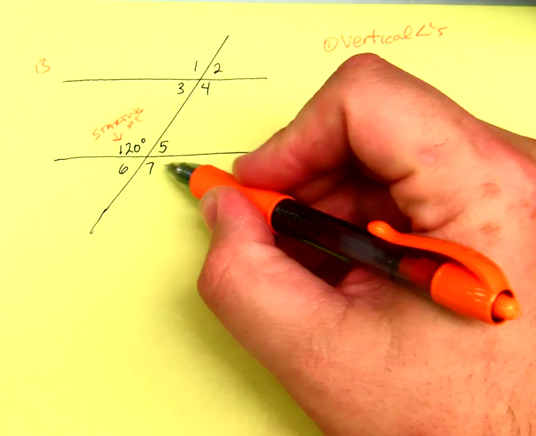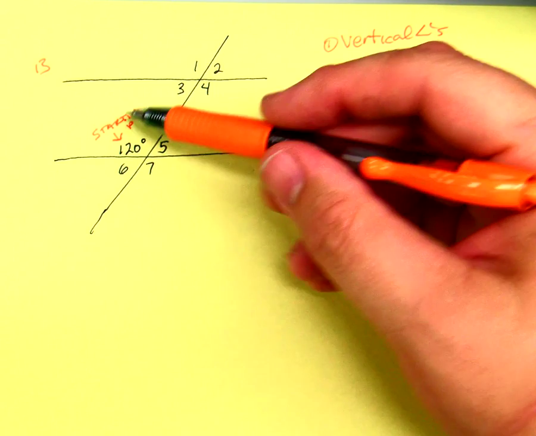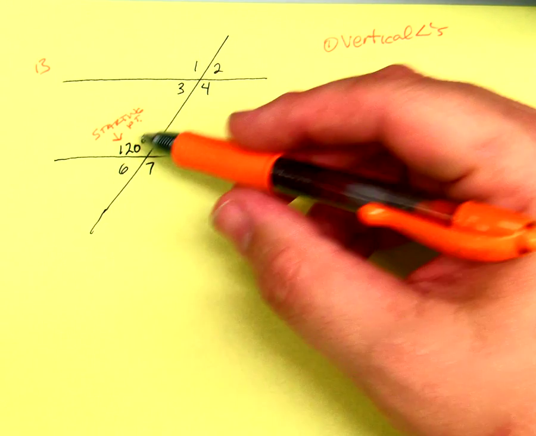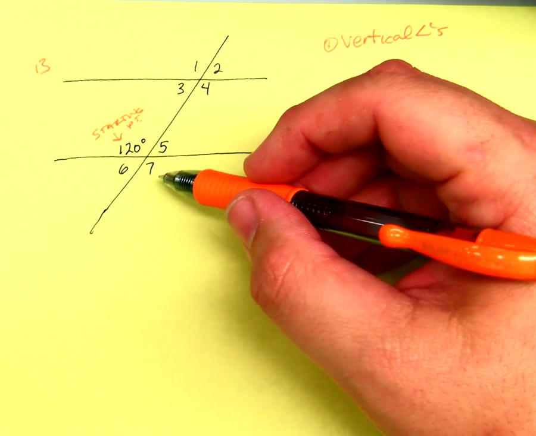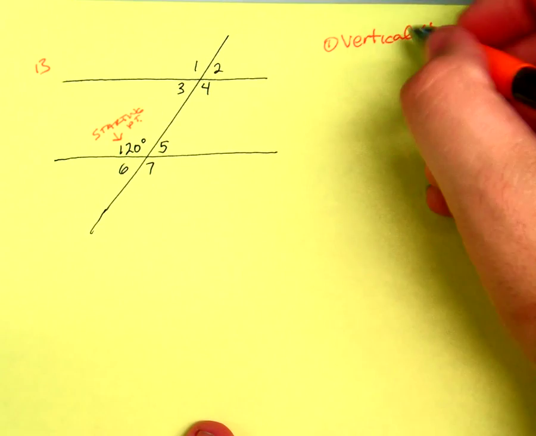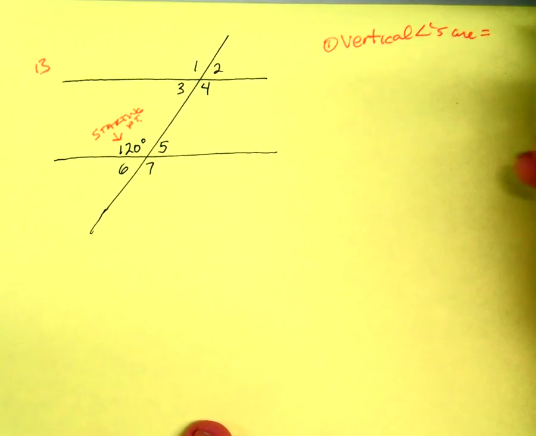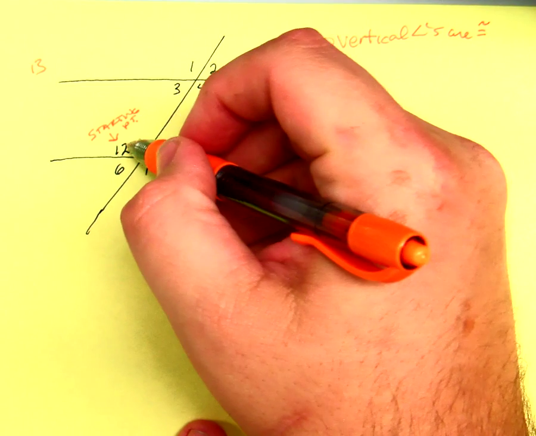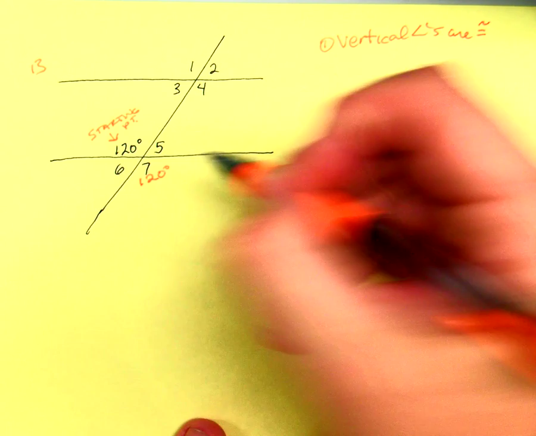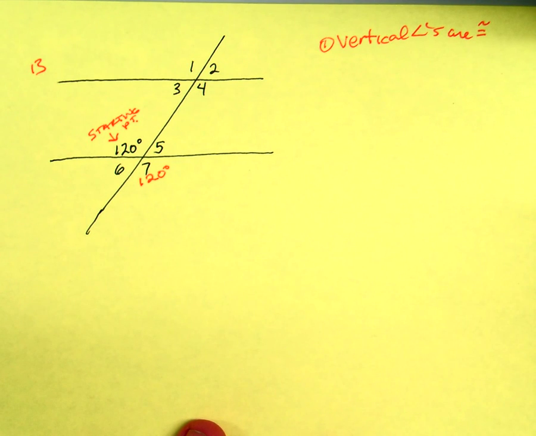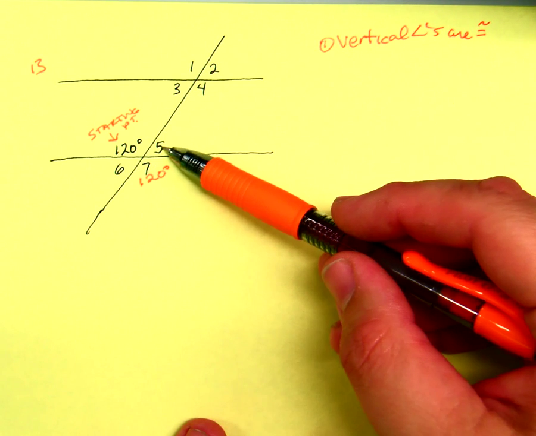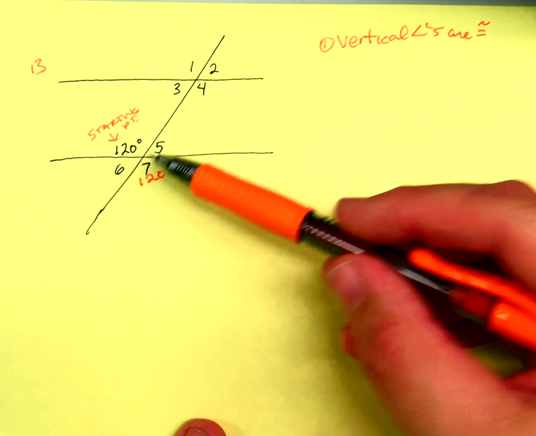All right, angle 7. And I just wrote that there because that's our starting point, because that's the only angle that we know. Look for vertical angles. What do we know about vertical angles? Yeah, they're equal to each other. They're congruent. So we know they're congruent. So if that's 120 degrees, what's this guy? 120 degrees.